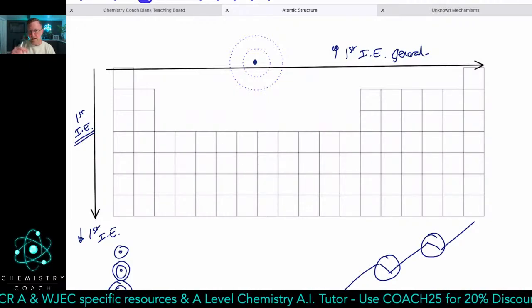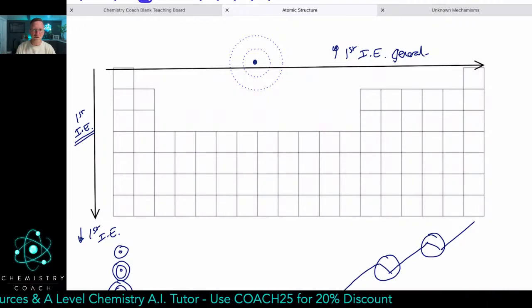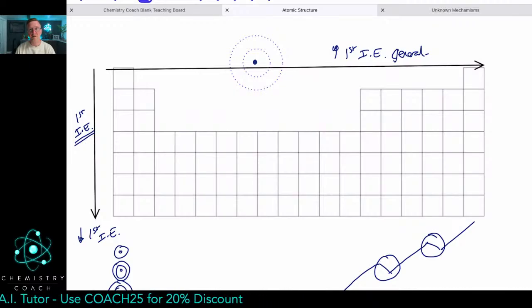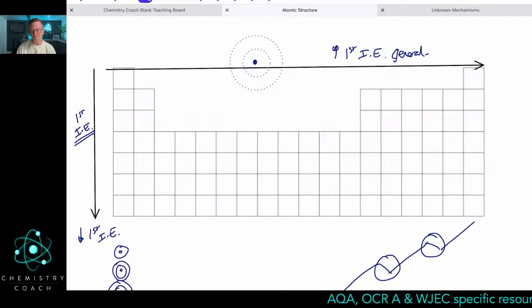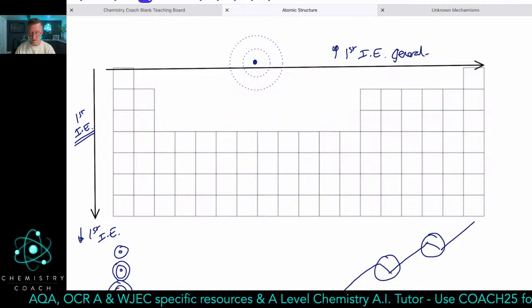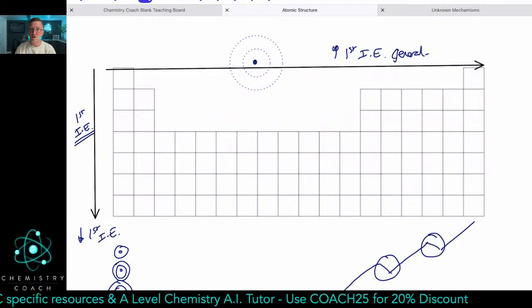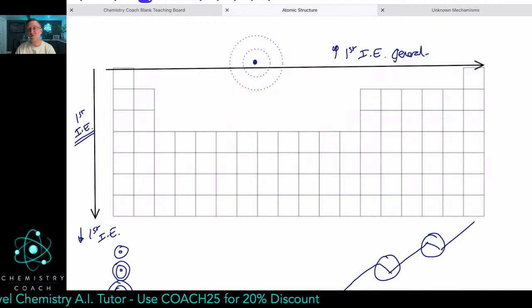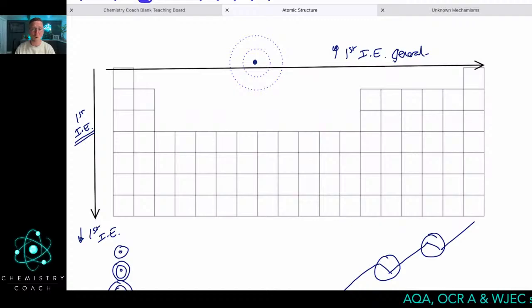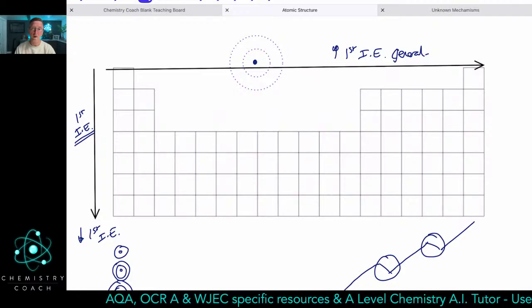So one more time, down the group, we've got increased shielding, increased distance between the nucleus and outer electron, therefore a weaker attraction between the nucleus and outer electron, and that's why it's easier to remove it. Going from left to right across a period, we have shielding which stays the same. We've got an increase in nuclear charge, so therefore the attraction, generally speaking, between the nucleus and the outer electron increases, and that's why it requires more energy to rip an electron away from the atom.